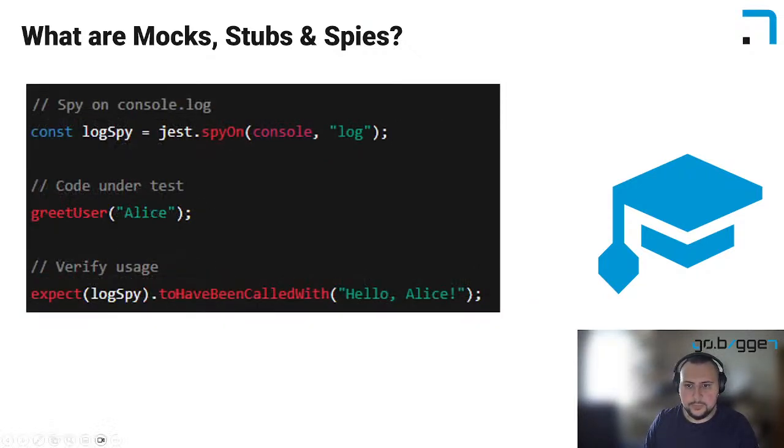Where's my mouse? There. Next up, we have the spy. In this case, we use spyOn, basic English, to spy on the console and check for all logs. We have a function called greetUser with the argument Alice, and this functionality just prints out hello Alice in the command line. We expect logSpy to have been called with hello Alice. It checks the console for an interaction, in this case a log with the key hello Alice, basic.